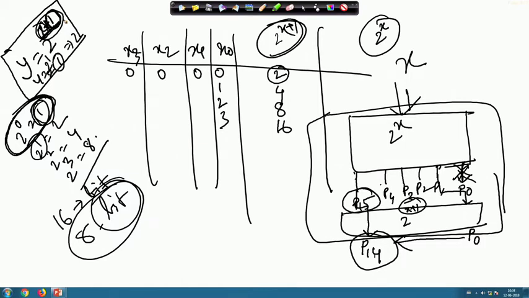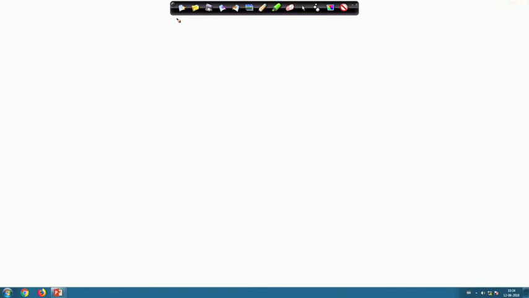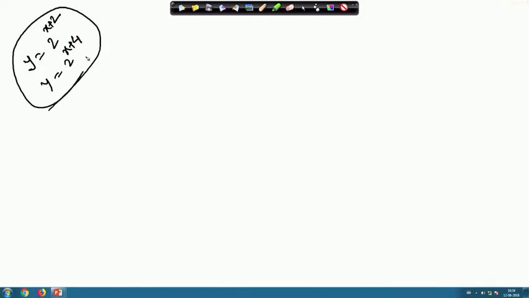Now, using the same approach, suppose I have to add 2 to the power x plus 2, y equals 2 to the power x plus 4. How can I design that circuit? You can also try from this point. I am not discussing that here. If you have doubts on how to design it, we will discuss it in the forum or offline.